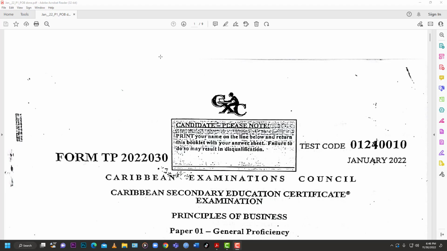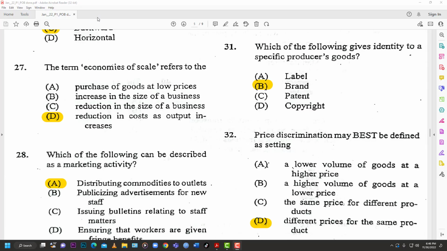Alright, so let's just jump right into number 31. Which of the following gives identity to a specific producer's goods? And of course the answer here is the brand.